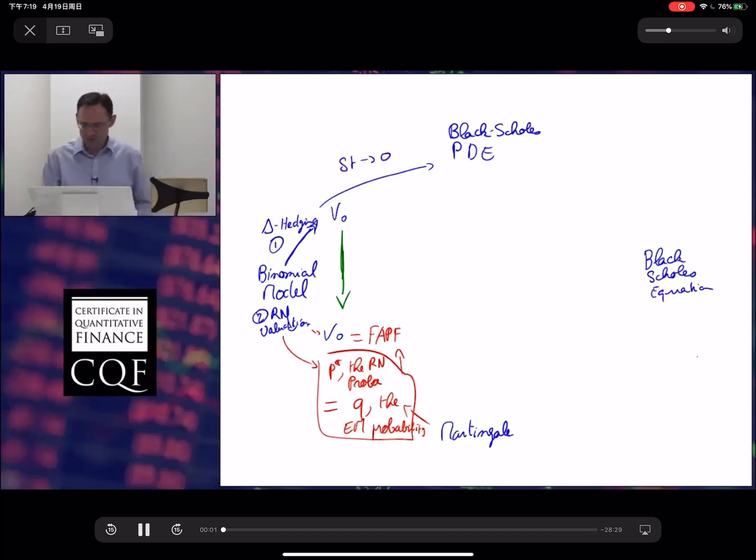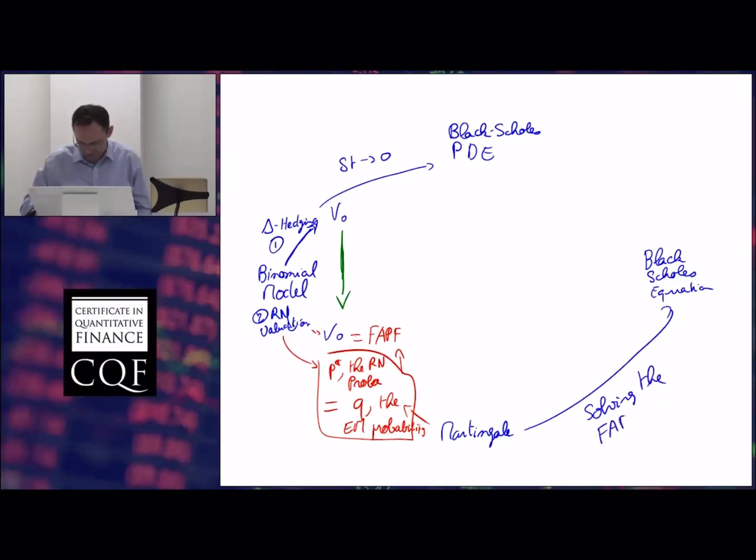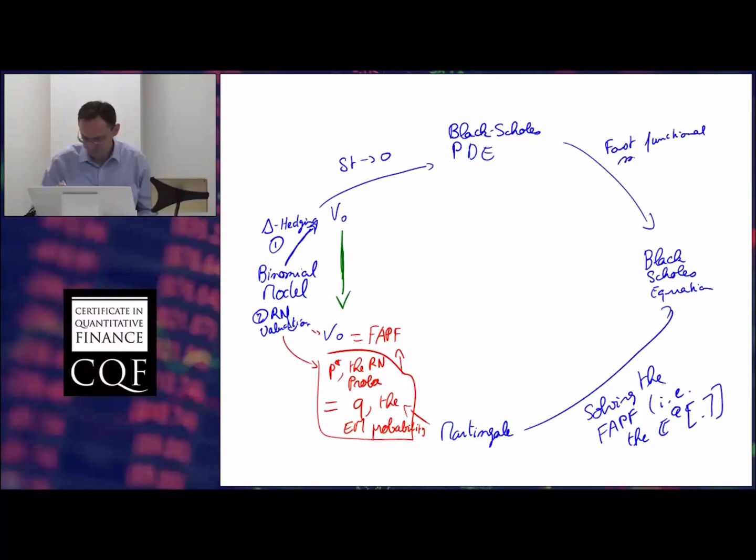Now we still need to connect with the Black-Scholes equation. For the martingale approach, it was by solving the fundamental asset pricing formula, i.e. the Q expectation. In the Black-Scholes PDE, it was fast functional manipulation, plus solution to the heat equation, so the Green function came in.